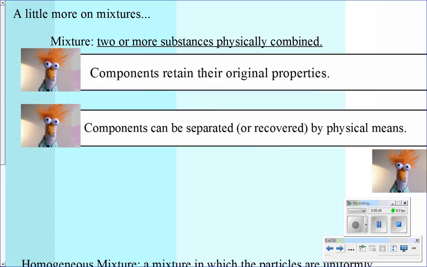Components can be separated or recovered by physical means. A mixture of salt water can be separated by evaporating away the salt.